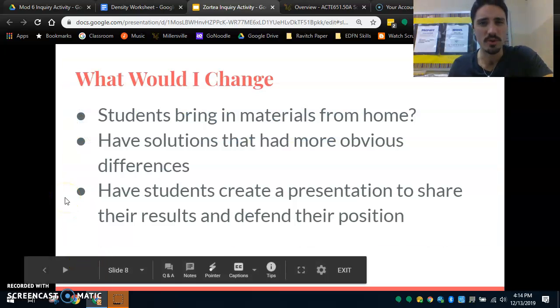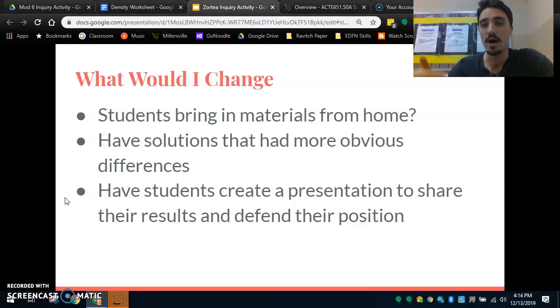So what would I change going in the future to make it a higher level of inquiry? Students may bring in their own materials from home. We would have solutions that have more obvious differences. These ones weren't super obvious, which also gave it some merit because we were able to talk about the validity of tests. And then also the students would create a presentation to share the results and defend their position, just again to increase that level of inquiry.